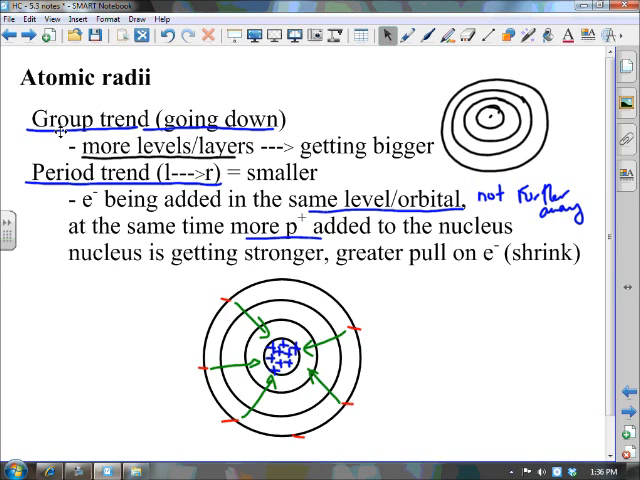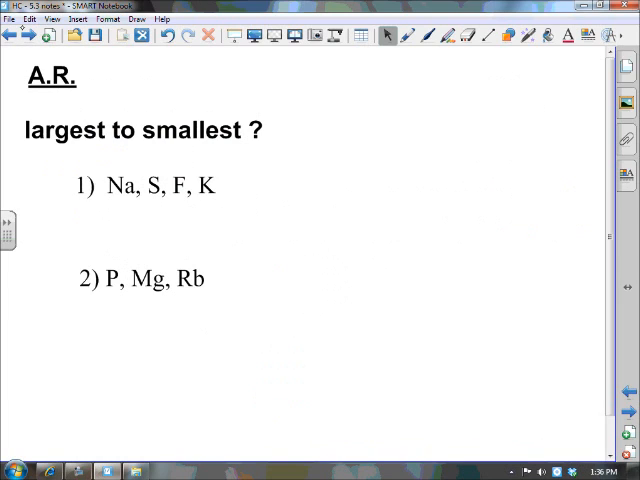So here's what I want you to do. I want you to pause this screen, and I've got two different questions here. I want you to rank these four atoms in terms of largest radius down to which one has the smallest radius. And then we'll come back and we'll talk about these. Again, you'll need a periodic table. Obviously, you'll need to look up at the trends and kind of use those together to figure out the answers.